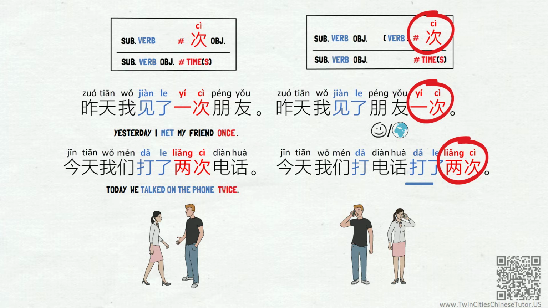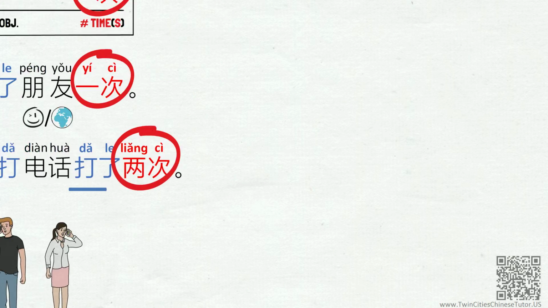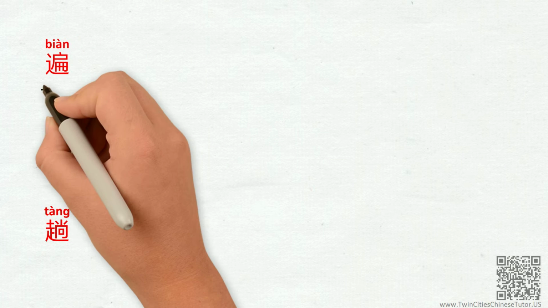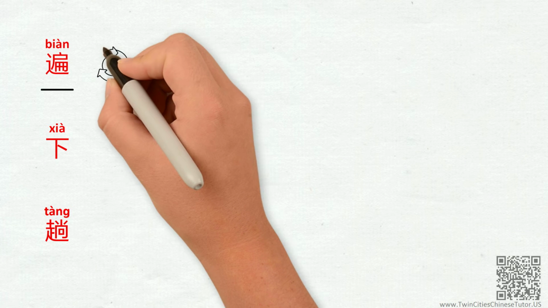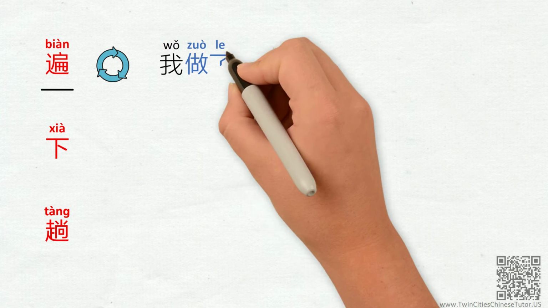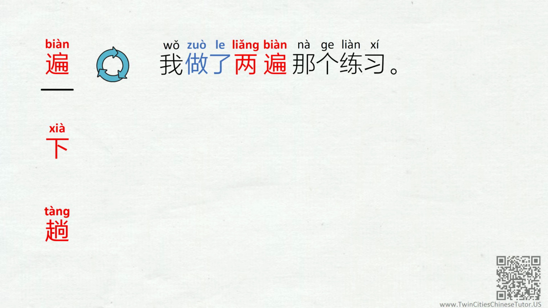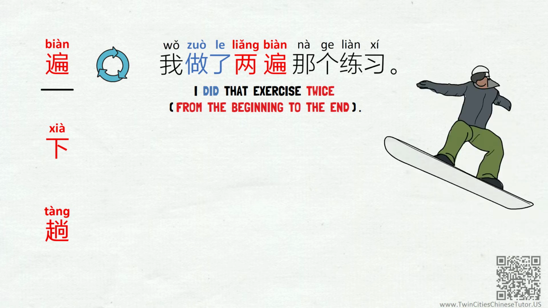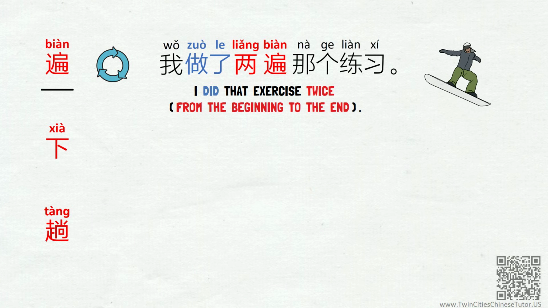Now, in addition to 次, there are several other common verb measure words used to indicate frequency. While they follow essentially the same patterns as 次, they do mean slightly different things. 遍 means time, just like 次. However, it has an emphasis on the repetition of the action from the beginning to the end. For example, if Miro says, 我做了2遍那个练习, he is saying, I did that exercise twice, from the beginning to the end. If we use 次 here, it only implies 2 attempts, without the emphasis on the entire course of the action from the beginning to the end.